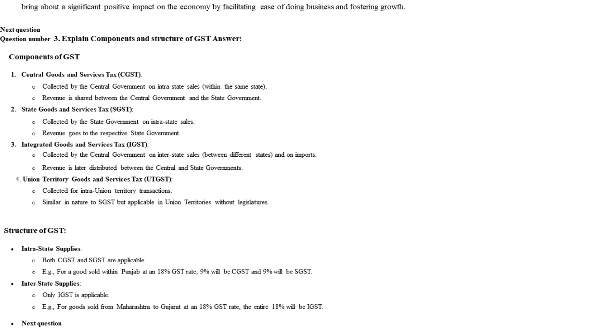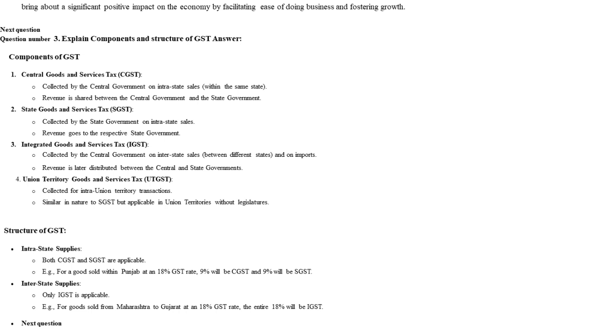2. State Goods and Services Tax, SGST, is collected by the state government on intra-state sales. The revenue goes to the respective state government. 3. Integrated Goods and Services Tax, IGST, is collected by the central government on interstate sales, between different states, and on imports. The revenue is later distributed between the central and state governments. 4. Union Territory Goods and Services Tax, UTGST, is collected for intra-union territory transactions. It is similar in nature to SGST but applicable in union territories without legislatures.